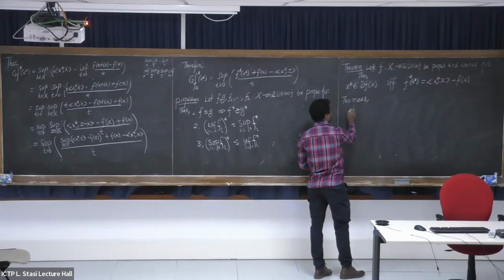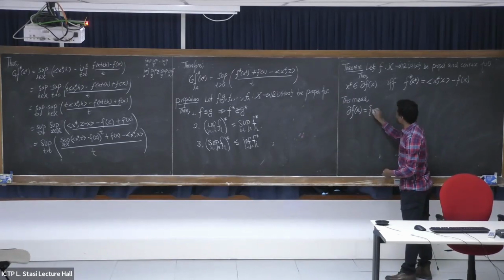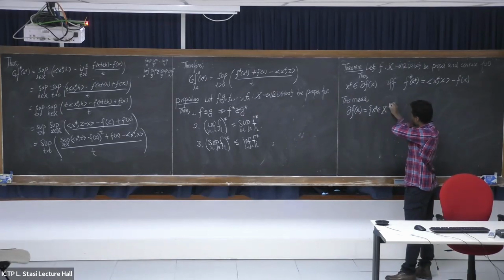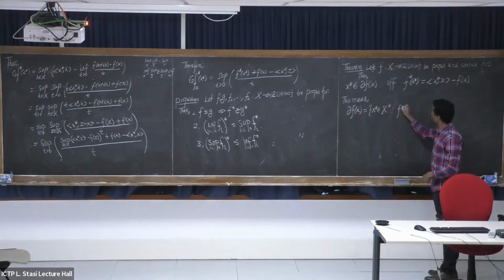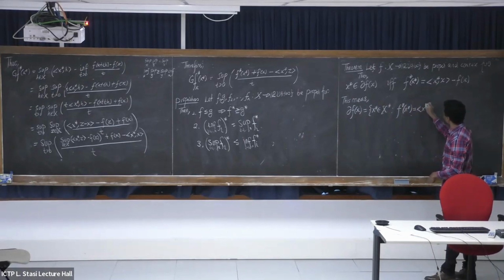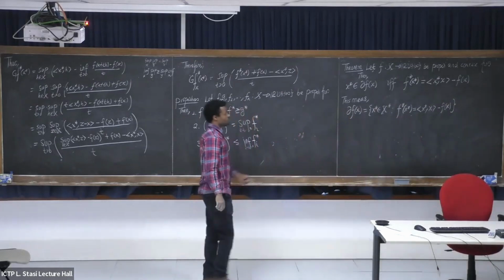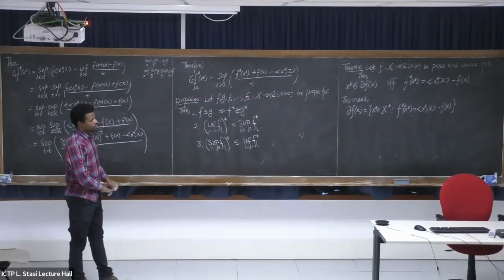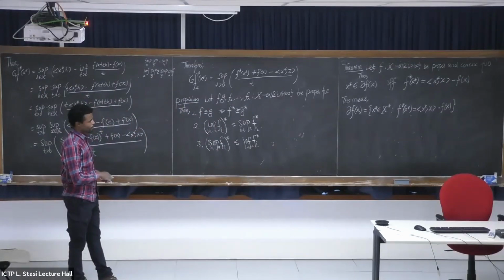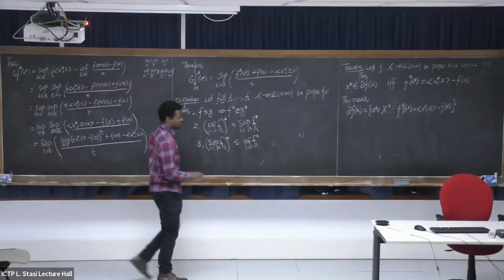This means that the subdifferential of f at x is the set of all points in the dual space which satisfy this condition. So the definition of the subdifferential would be this. This is the relation between the subdifferential and the Fenchel conjugate.